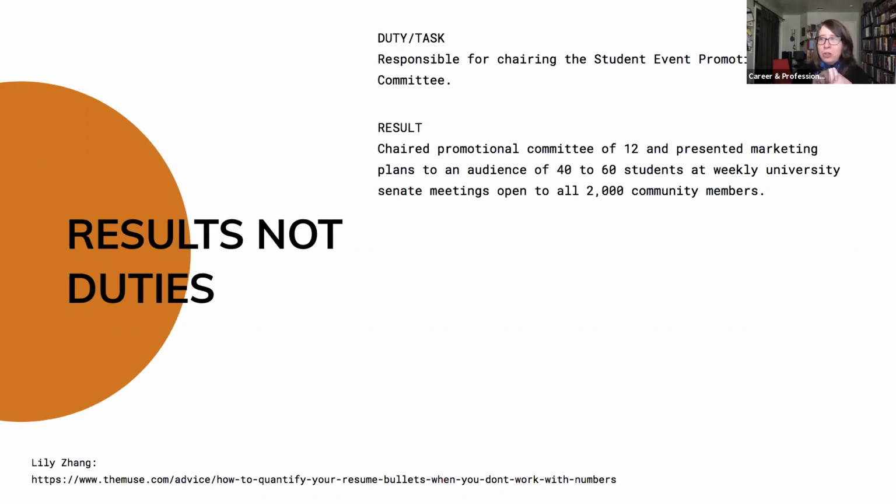You got a range because the audience wasn't stable each time, the people who attended that meeting. So you use a range to express that. So that's one way to quantify experience.